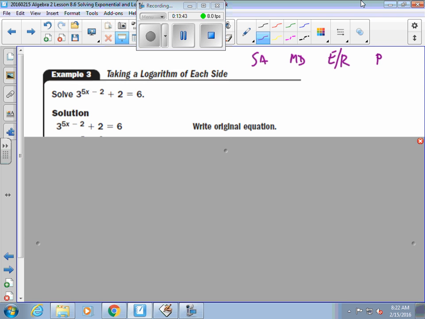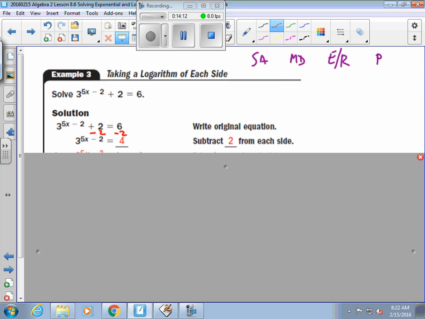This one says 3 to the 5x minus 2, plus 2, is equal to 6. The difference between this one and the last example is that plus 2 part. Order of operations says we undo plus 2 first. So this is simple: undo plus 2 by subtracting 2. And again, if you do it to one side, you do it to the other side. Now it says 3 to the 5x minus 2 is equal to 4, because we got rid of the plus 2 part.